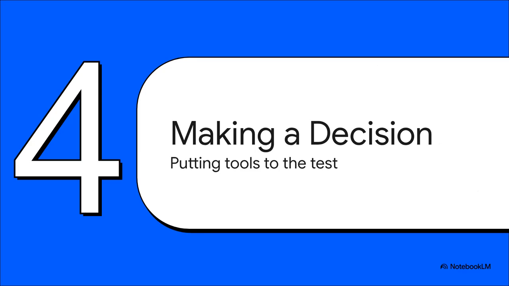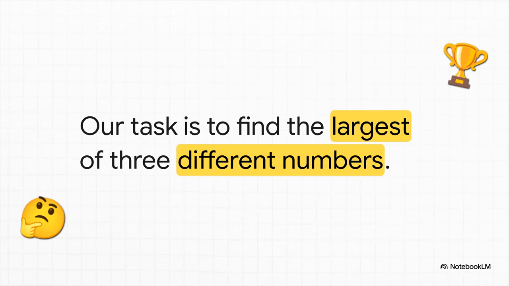All right, so theory's one thing, but let's actually put this stuff to work. We're going to tackle a problem that isn't just a straight line. It's one where the program actually has to make some choices. So here's our challenge. It's a classic programming puzzle. Find the largest of three different numbers. Now, for us, that sounds easy, but how do you write down the exact instructions so a computer can solve it perfectly every single time?